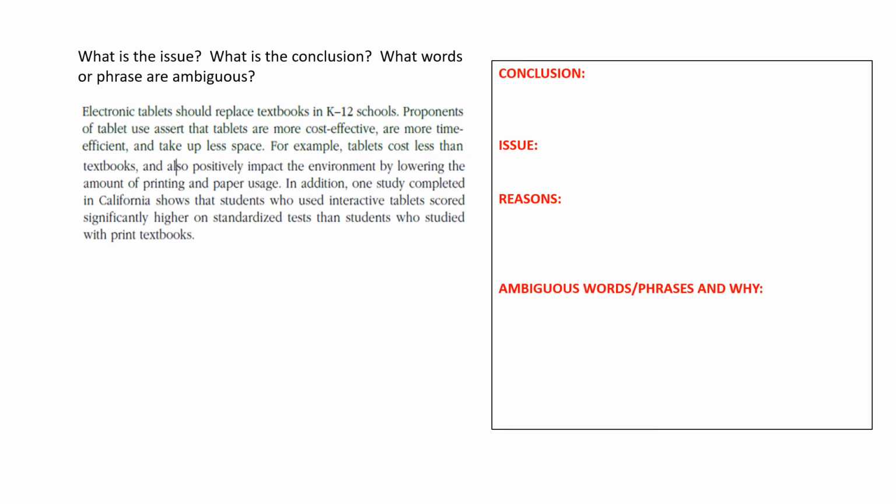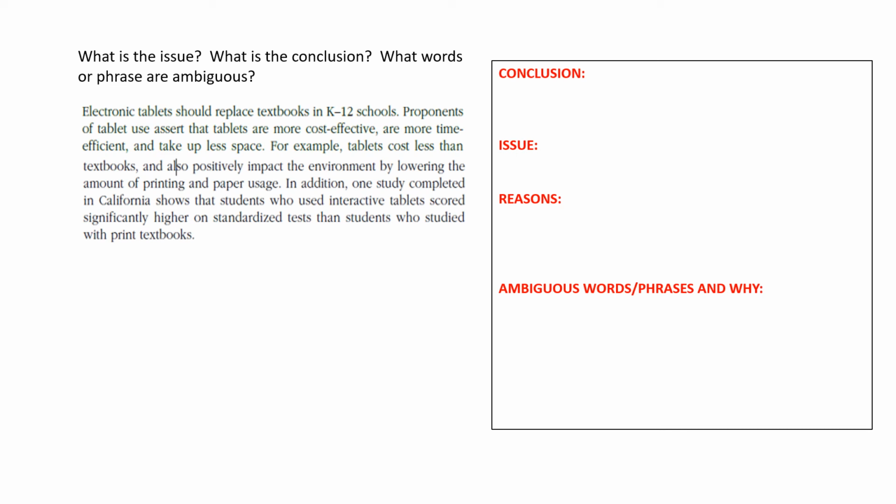All right, so let's go ahead and look at one more example. And in this example, I'm going to look for the conclusion, the issue, some of the reasons that the author used to support his or her conclusion, and then I'm also going to look for some ambiguous words and phrases and explain why they are ambiguous.